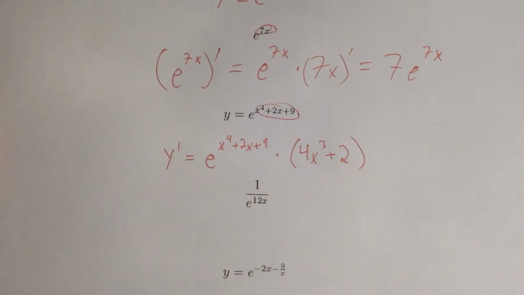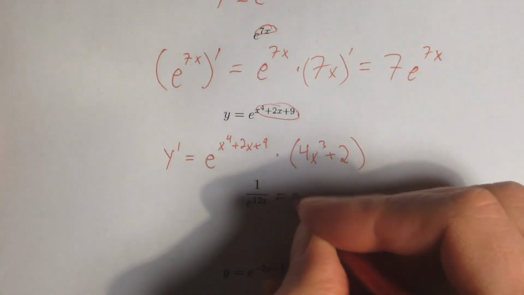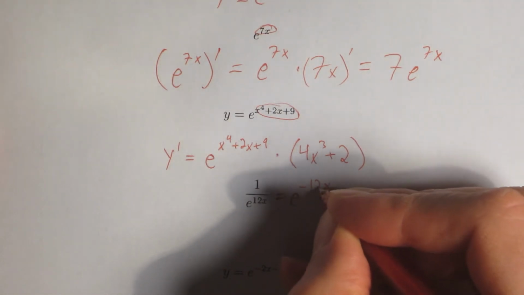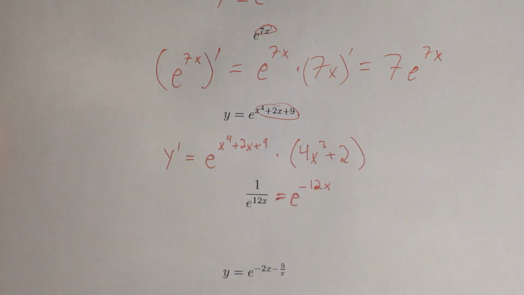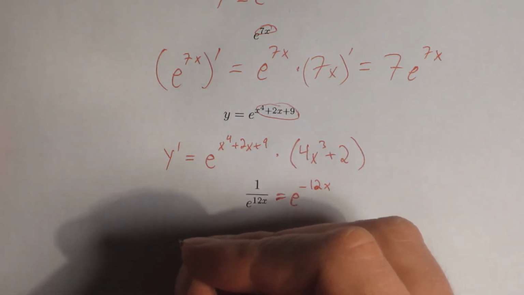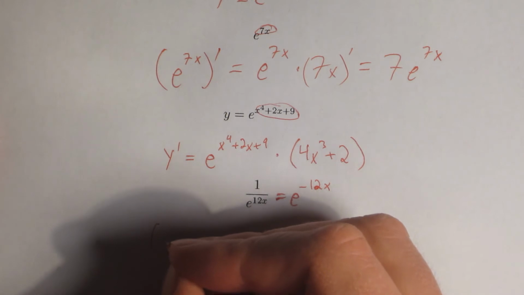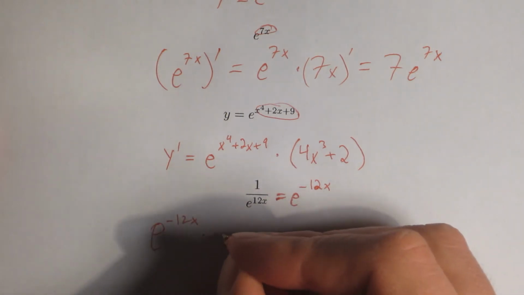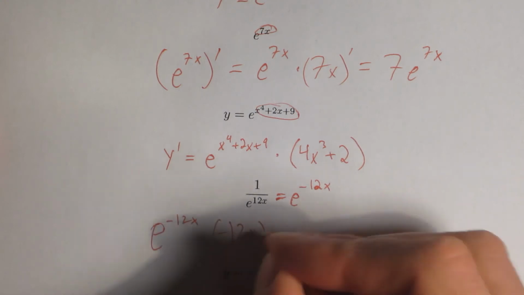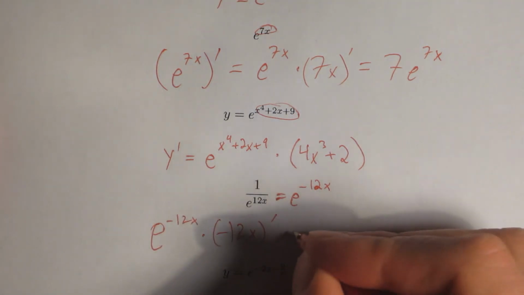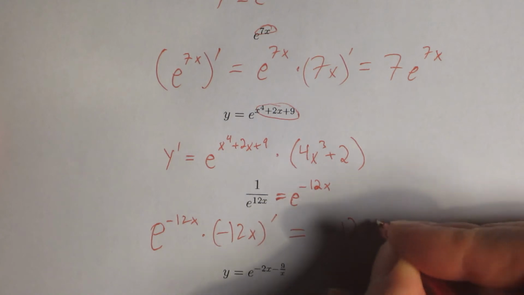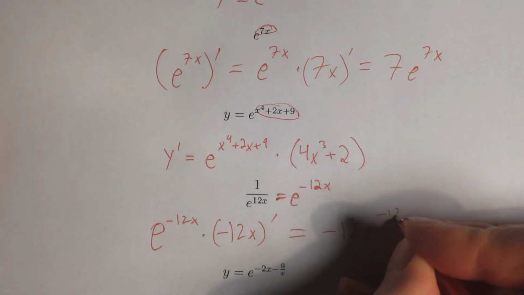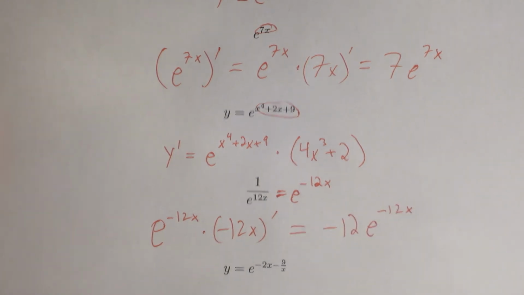Here, instead of using the quotient rule, it's much neater to spot that this is actually e to the power of minus 12x, and hence by the chain rule, if you differentiate that, you get e to the power of minus 12x times the inner derivative, so you get minus 12 copies of e to the power of minus 12x.